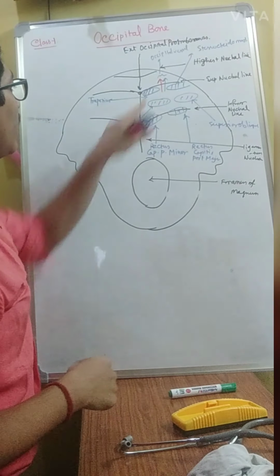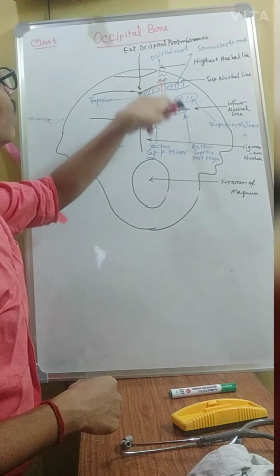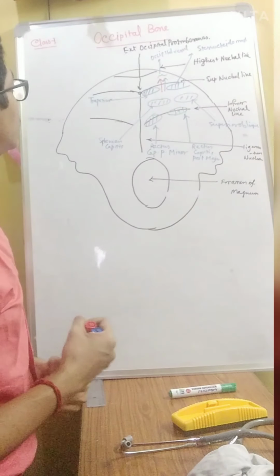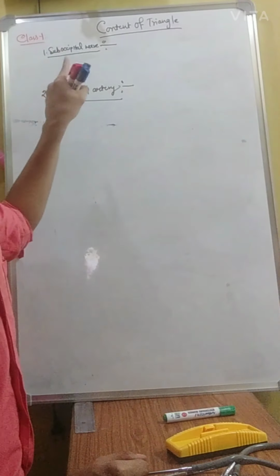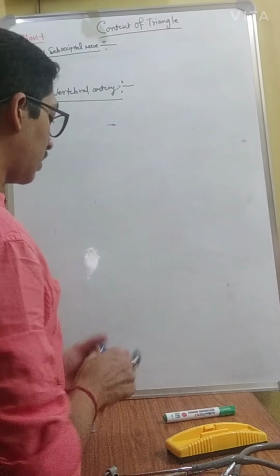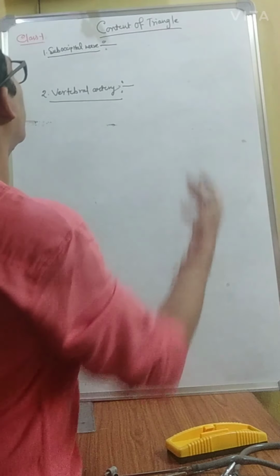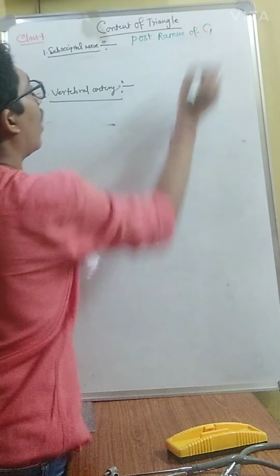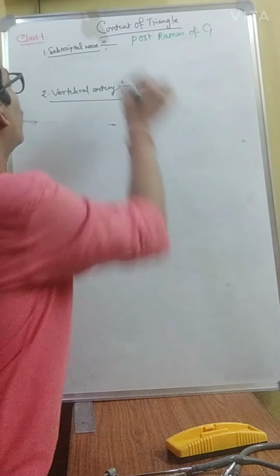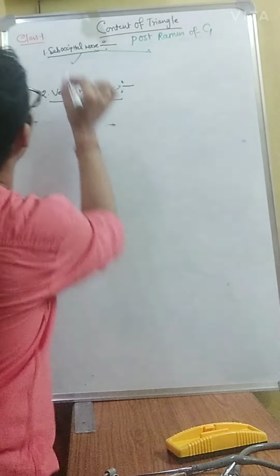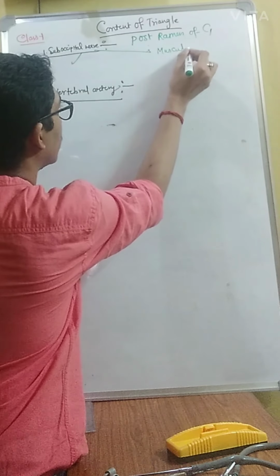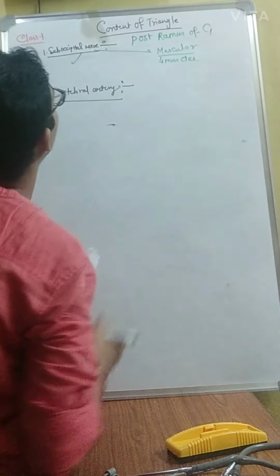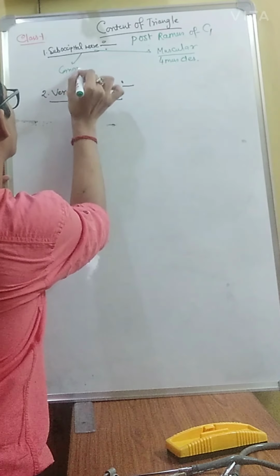This is very important, at what level they get inserted in the occipital bone. This is a very important topic. Next we will move to the contents. The suboccipital nerve originates from the posterior ramus of C1. Unlike all the others, it has two branches: one muscular branch supplying the four muscles of this triangle, and some communicating branches.